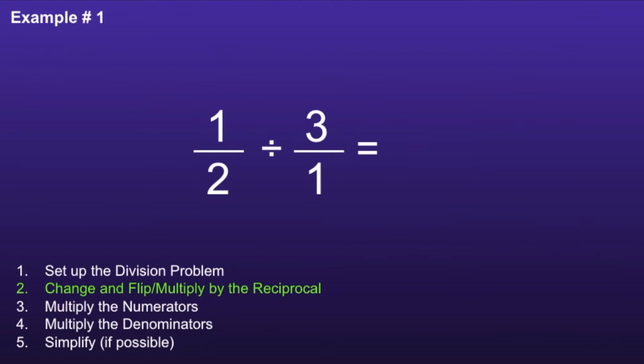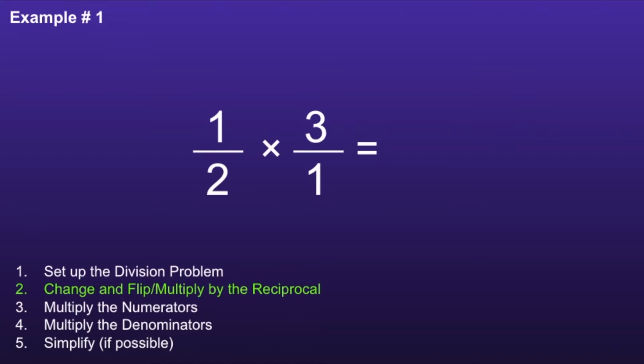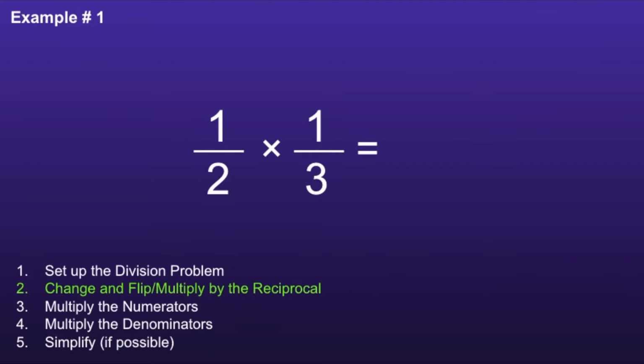This moves us on to step number 2. Change and flip, or multiply by the reciprocal. And these are the steps to divide fractions. And what it means is we want to change the division sign to a multiplication sign and take the reciprocal of the second fraction, which means switching the numerator and denominator. So 3 over 1 will become 1 over 3.